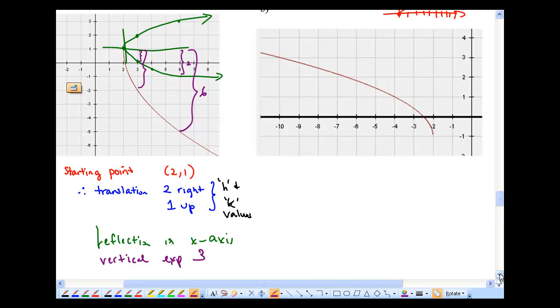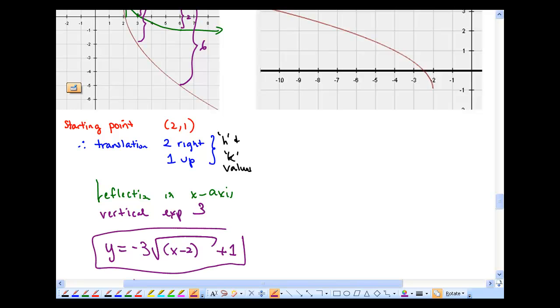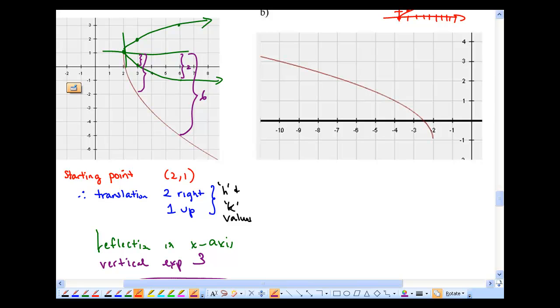Putting all that together then, we have here y equals a, which is 3. Oh, should I say actually -3? We don't have a b value in this one then. No horizontal stretch. Translation 2 to the right and 1 up. Done. Okay. It's the same idea for B, so let's see if you can go ahead and do it. Don't wait for me. Go.